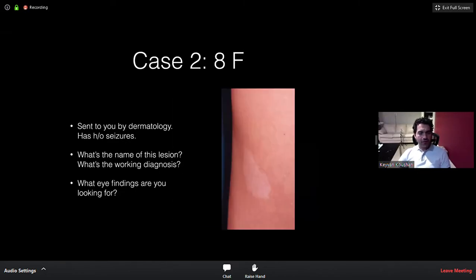Case 2. This is an 8-year-old child. You're doing your pediatric rotation at Sick Kids, and the pathologist sends you this person. An 8-year-old girl has this lesion on her leg, and she also has a history of seizures. There have been seizure episodes for this child. What's the name of this lesion? What's your working diagnosis? A child with this lesion on the skin and a history of seizures: what are you looking for? What syndrome would that be? And then what are you looking for as an ophthalmologist in her eye? So a child with this lesion, what's in the eye?